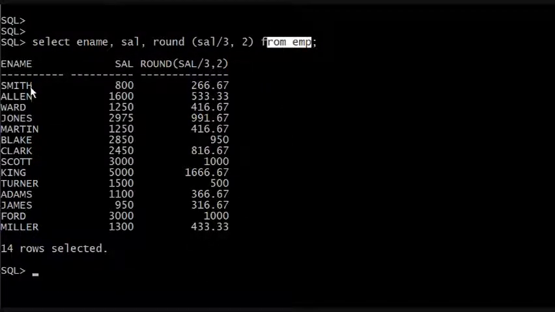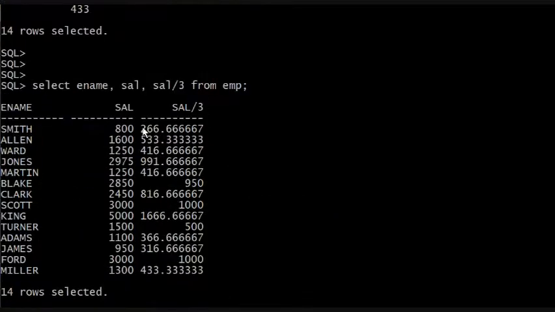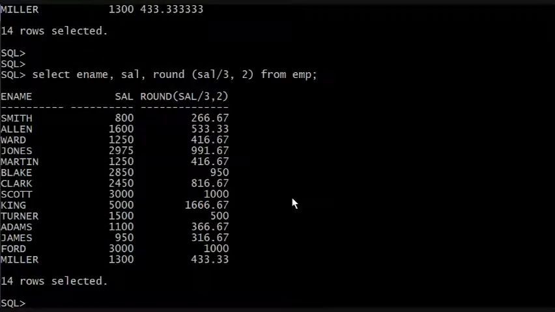From EMP, Smith, 800. When you divide it by 3 and round to the nearest second decimal place, this is what it looks like, as opposed to this. All right. Now let's complete this by doing an alias.